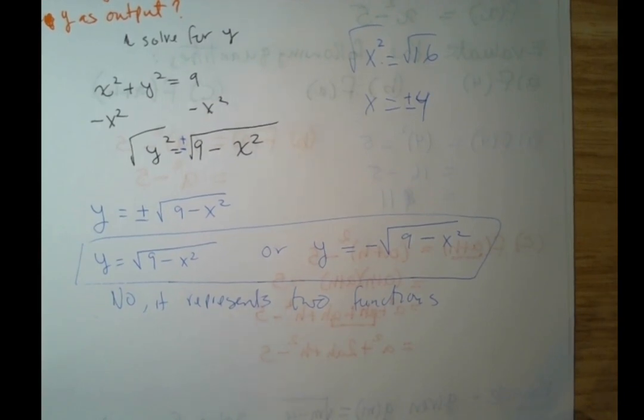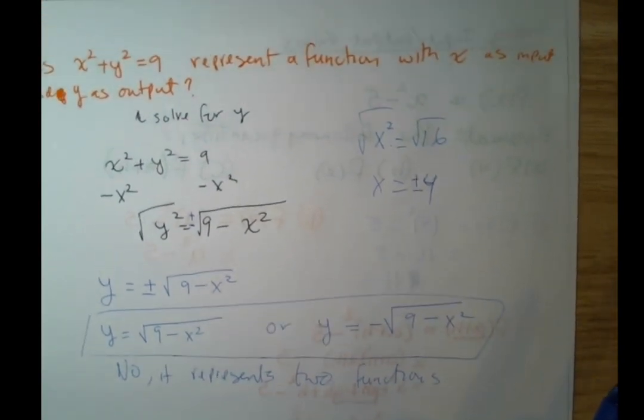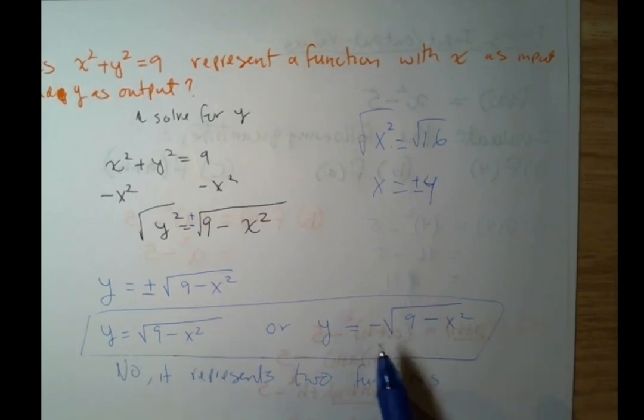All right, and that's how we would go about answering a question like this. Whenever you see, does it represent a function with x as input and y as output, all it's asking you is to solve for y, and do you get as a result just one equation where y is equal to some expression? Remember, this expression cannot have any y's. If it does, then you have not completely solved for y.